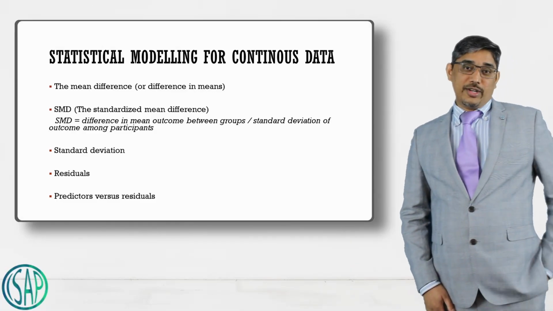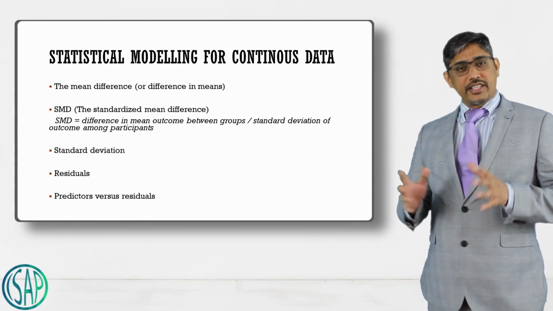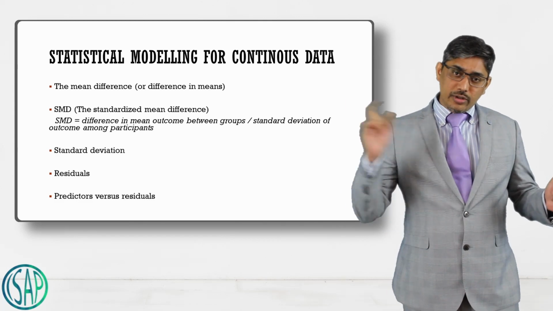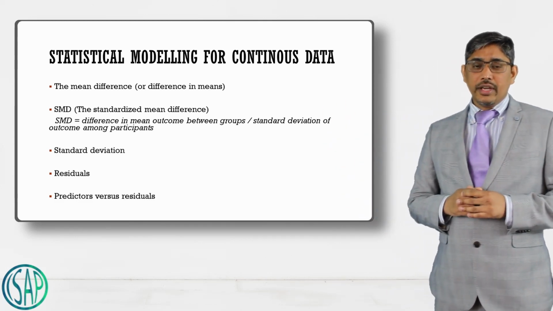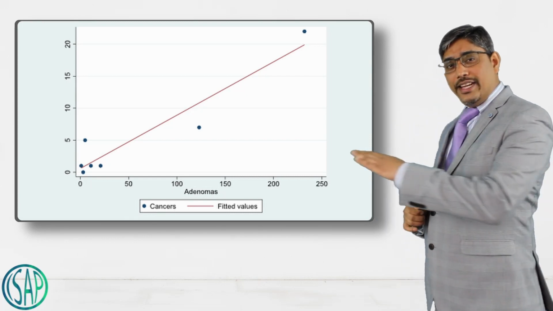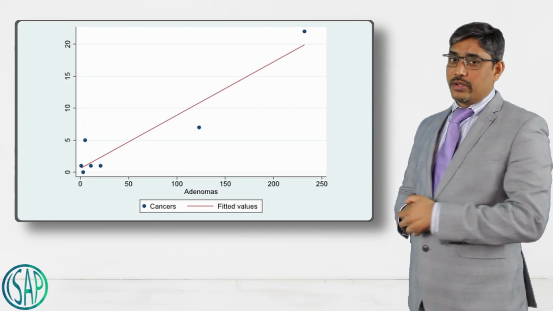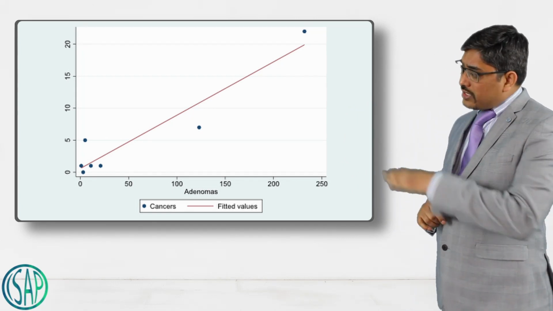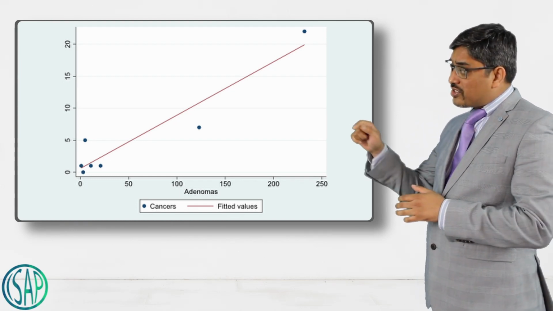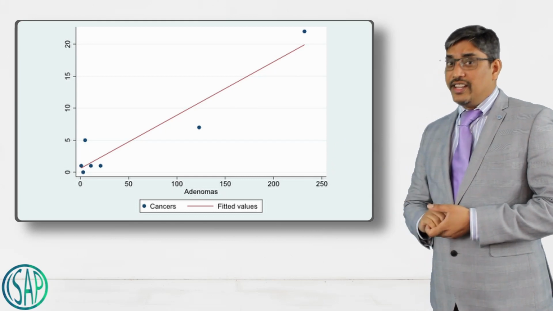Statistical modeling for continuous data. We use linear regression function for statistical modeling of continuous data. Continuous data can range from 0 to infinity with decimal points. So if you look at the graph here, we can plot all the independent variables on the x-axis and all the dependent variables on the y-axis, to see if there is any relationship between x and y, and create a straight line if there is a relationship. That is what linear regression is.